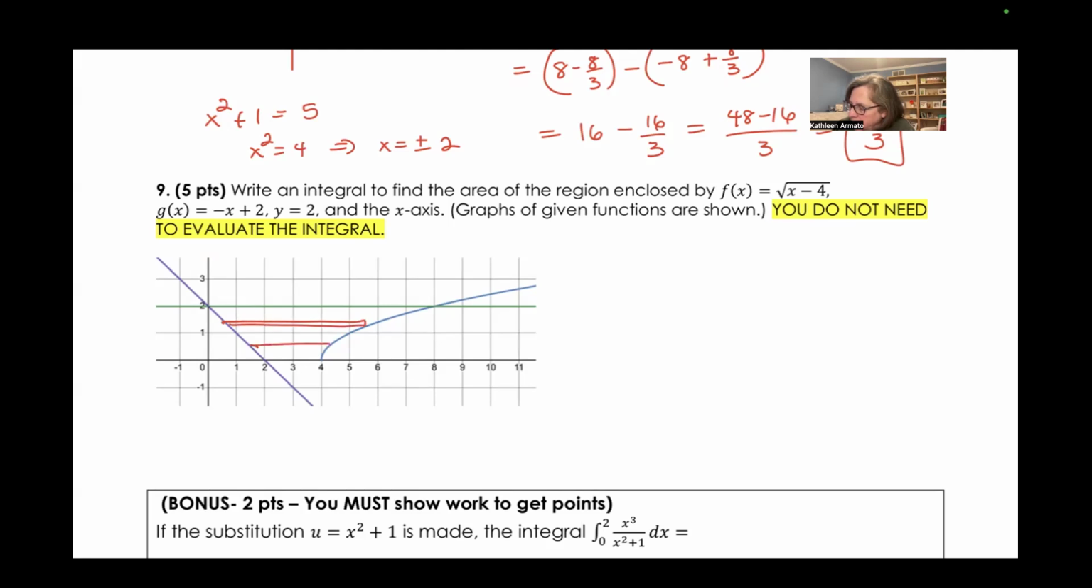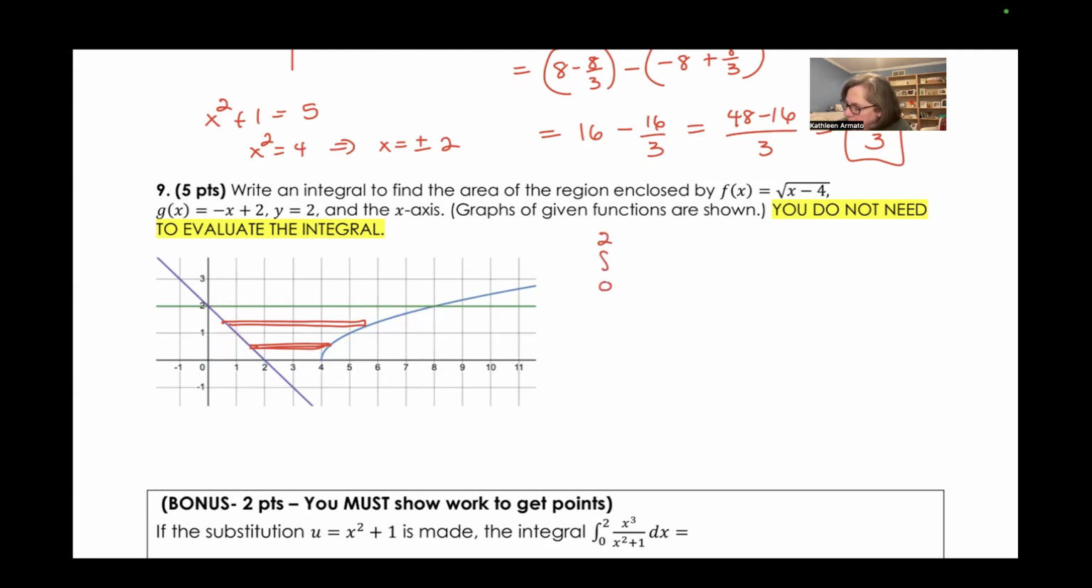And if you do little horizontal rectangles, their right endpoint is always on the parabola, and their left endpoint is always on the line. So I can just do one integral. My lowest y value is 0. My highest y value is 2. So it's going to be from 0 to 2.